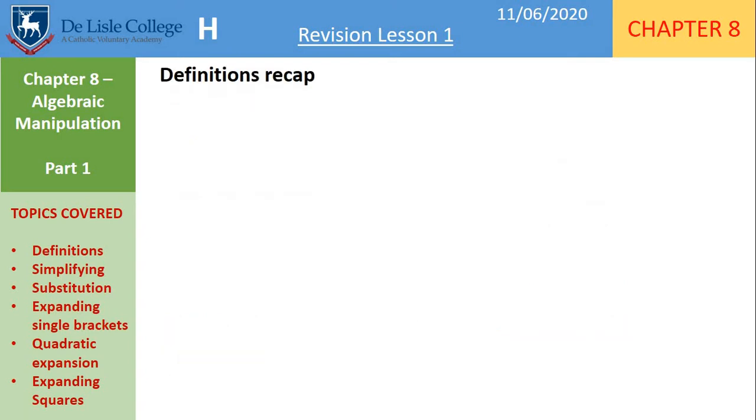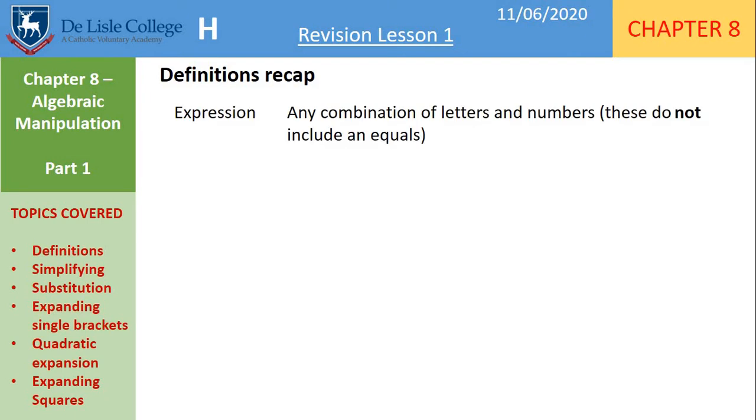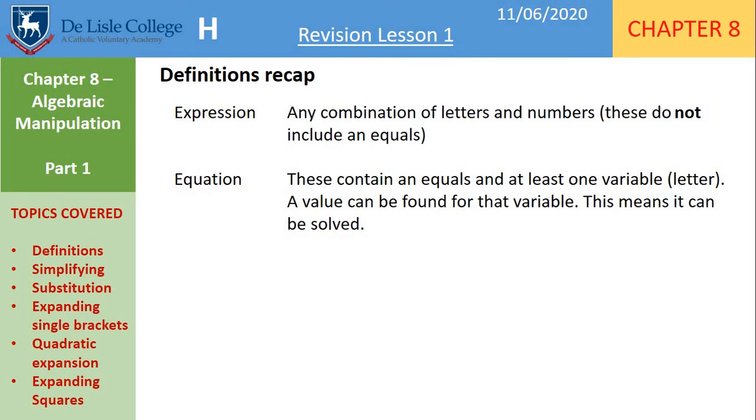Okay, the next thing to have a reminder of is some of those key definitions. An expression is any combination of letters and numbers. These do not include an equals. An equation contains an equals and at least one variable. That'll be a letter where the value can change. For example, pi, although that's a letter, represents the same number every time, so that is not a variable, that is a constant. So in an equation we have at least one variable and a value can be found for that variable. This means it can be solved.